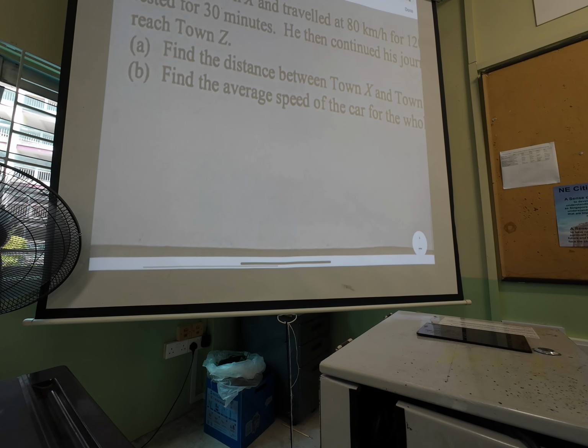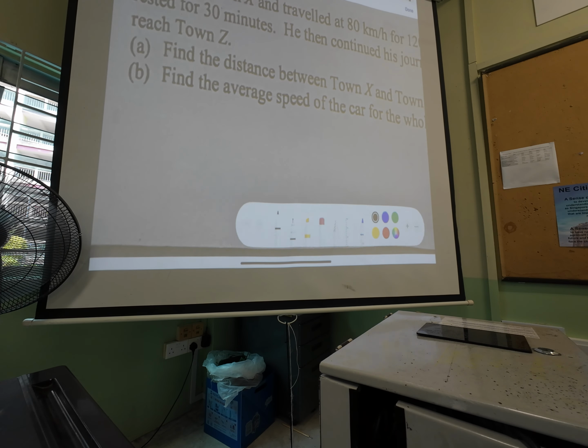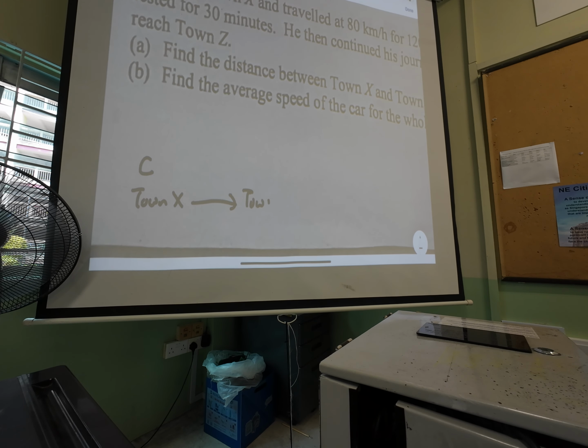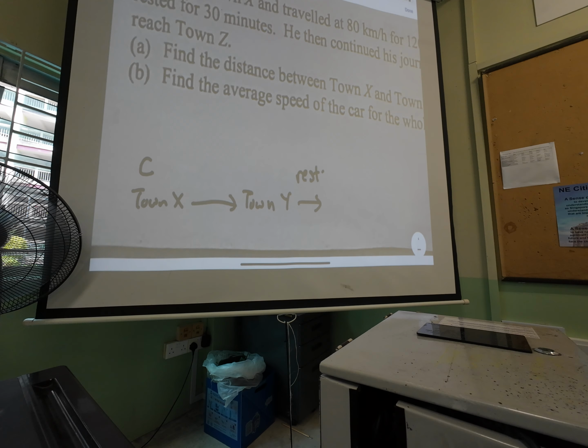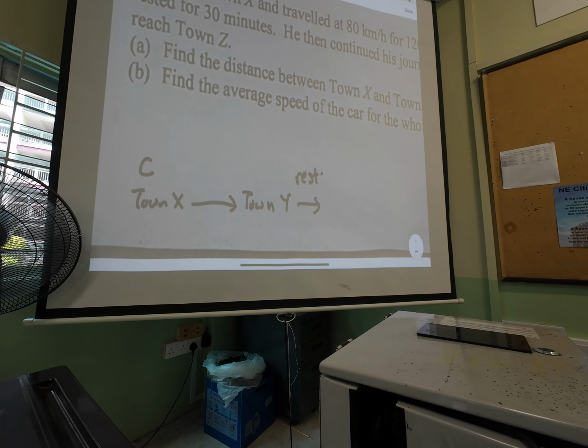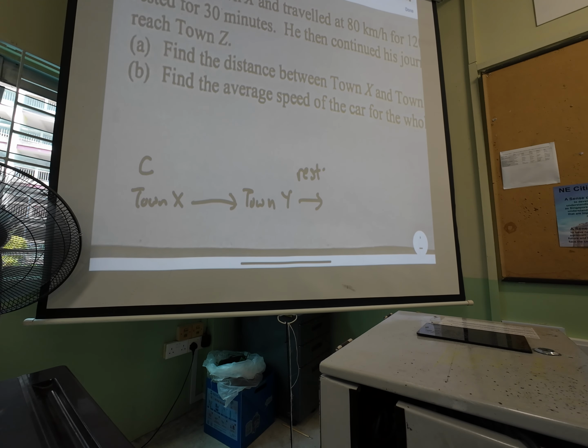If I break it down, there is a car. This car travels from town X to town Y. Then he rests for a while. After he rests, he is still at town Y. Then he goes to town Z.